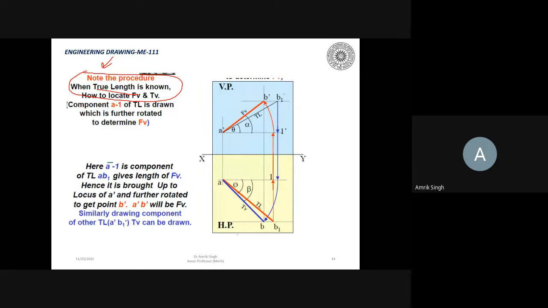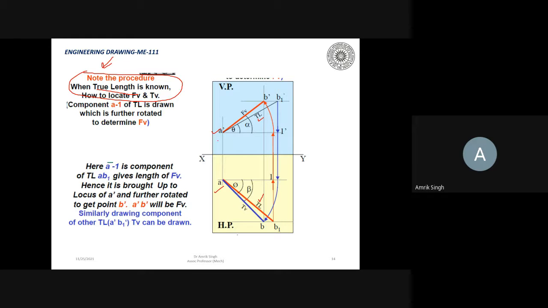The true length is given. So true length is given means this phi is given, okay, and this theta is given. So true length is given. This is the true length. So you can draw this true length. Location of point A and B can be located.